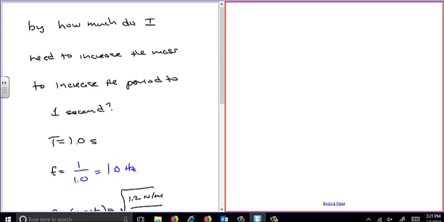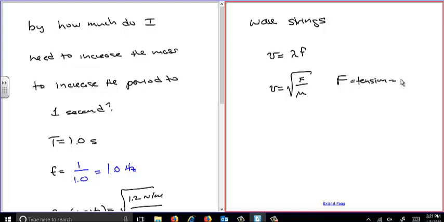And then the final problem is just waves on a string. And the relationships are that the wave speed is equal to the wavelength times the frequency. Okay, that applies to any kind of wave. You've got the wave speed is equal to the square root of F over mu. So F is the tension, and it has to be in units of newtons. Mu is the mass per unit length, and it has to be in kilograms per meter.